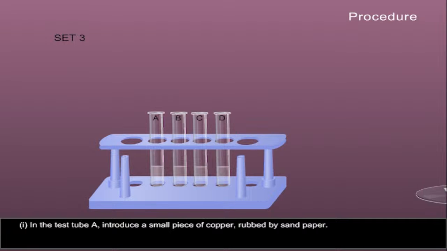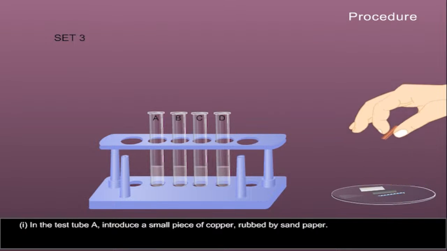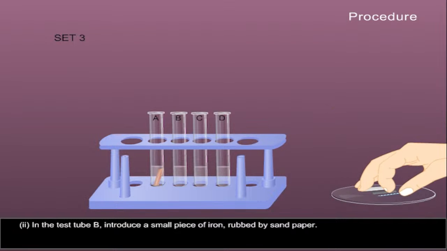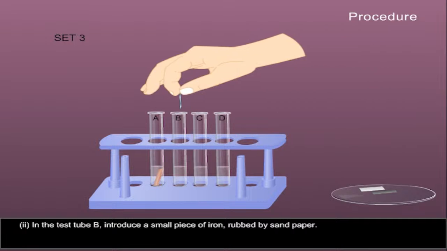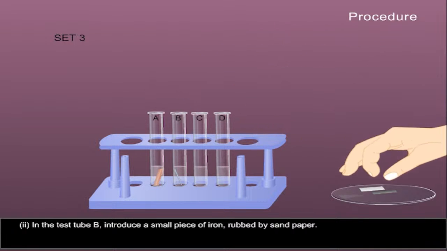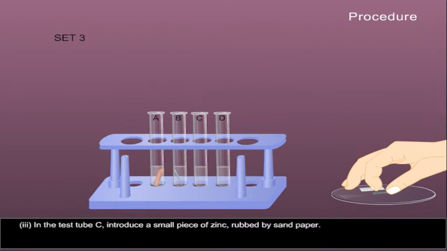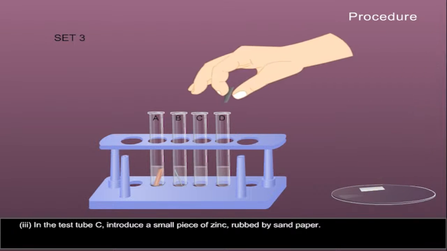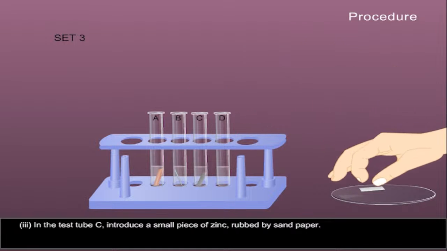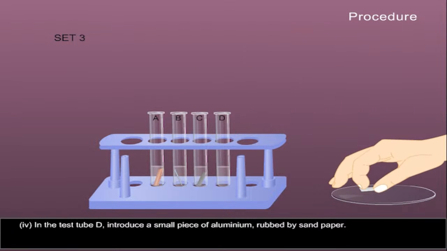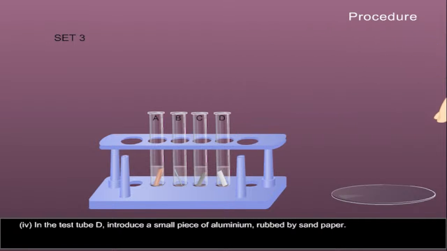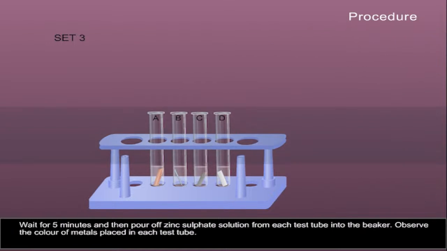1. In the test tube A, introduce a small piece of copper rubbed by sandpaper. 2. In the test tube B, introduce a small piece of iron rubbed by sandpaper. 3. In the test tube C, introduce a small piece of zinc rubbed by sandpaper. 4. In the test tube D, introduce a small piece of aluminium rubbed by sandpaper.